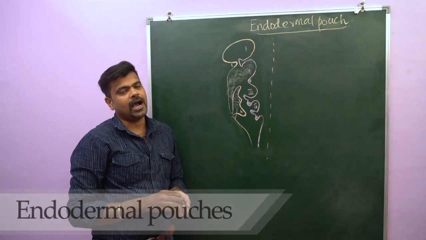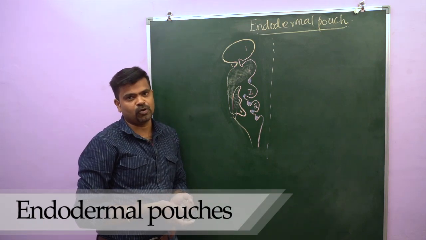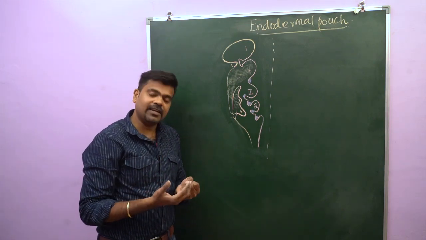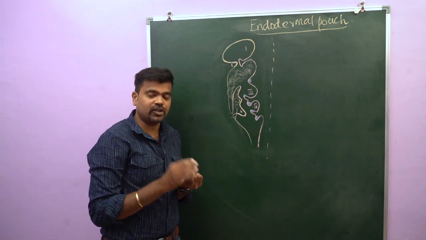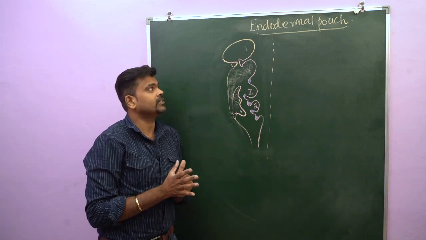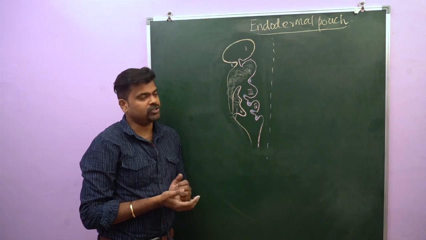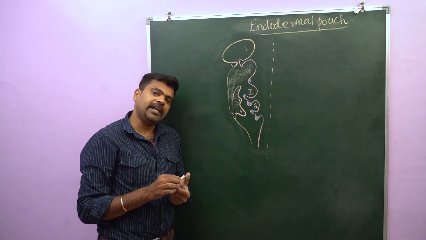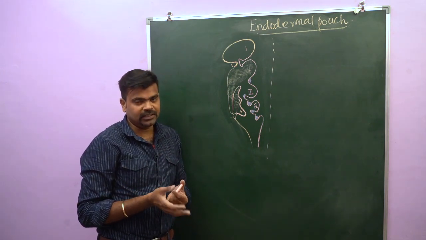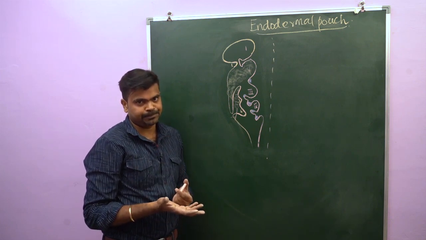In this session, I am going to talk about endodermal pouch derivatives. Previously, we have studied the pharyngeal arch derivatives and ectodermal cleft derivatives. So in this session, I am going to talk about the endodermal pouch derivatives. In total there are 5 endodermal pouches, and the 5th endodermal pouch will disappear.